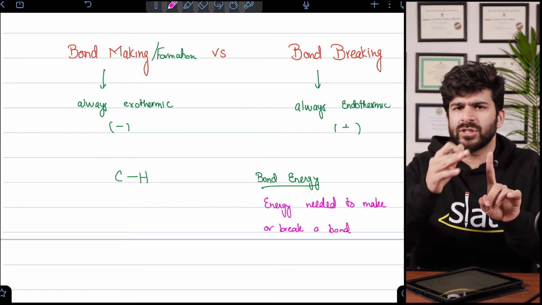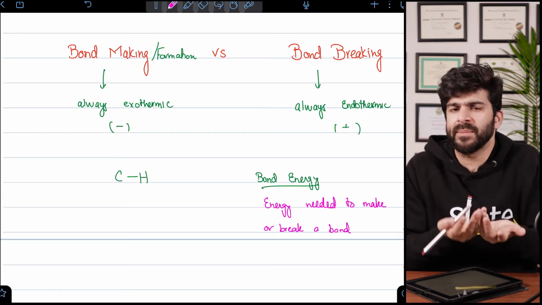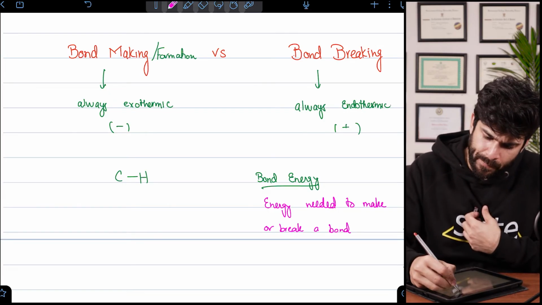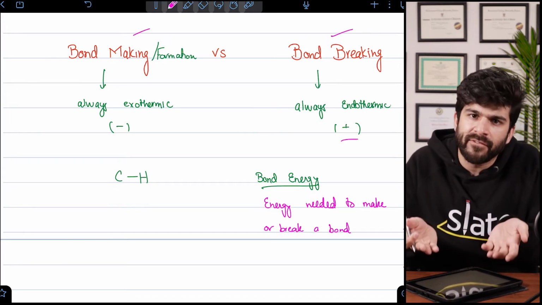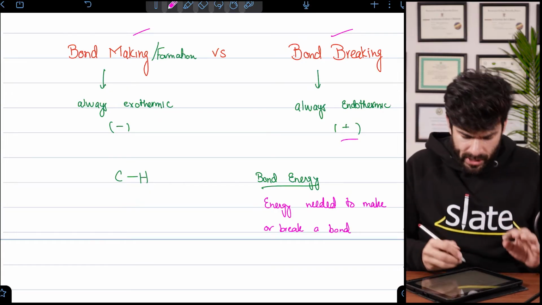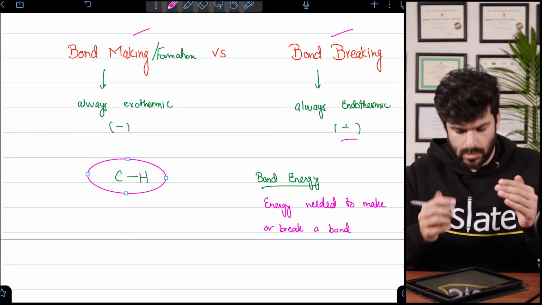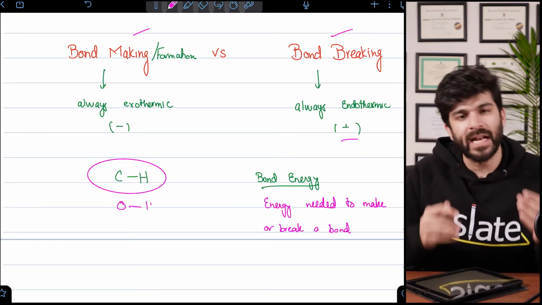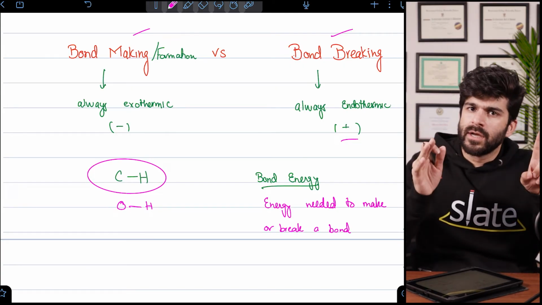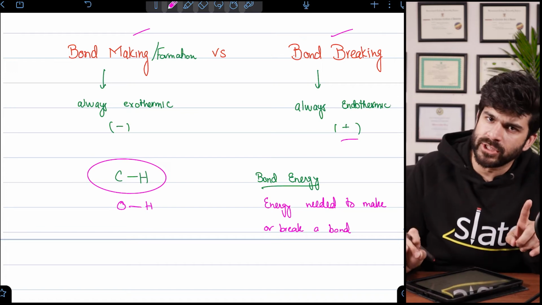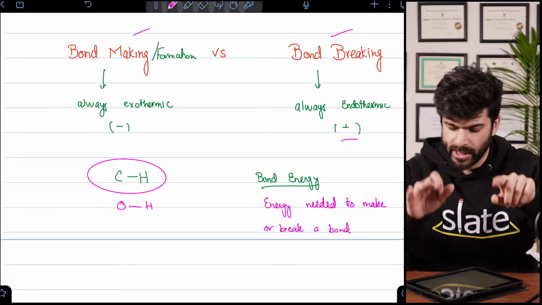Bond energy values do not need to be negative or positive. They're always a particular value. We'll just make them negative or positive: if we are using it to break, that's a positive value. If you're using it to make, that's a negative value. Every particular bond, if there is a CH bond, has its own particular value. If there is an OH bond, it has its own particular value. So every bond has its own particular value of bond energy. That's up to us if we are going to make it or break it.